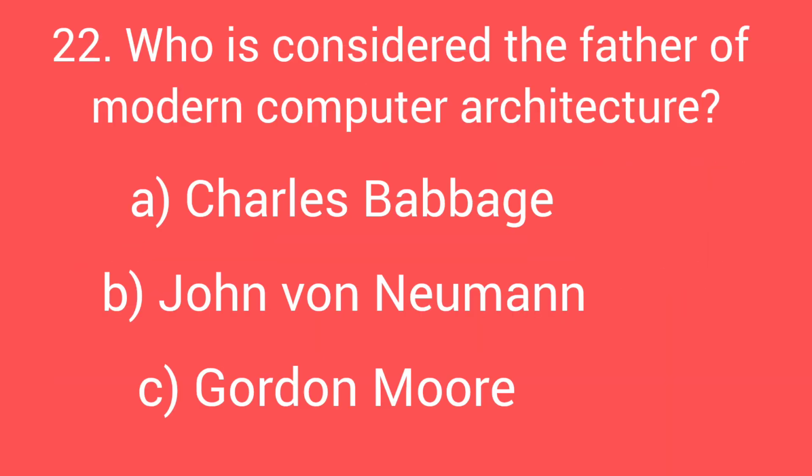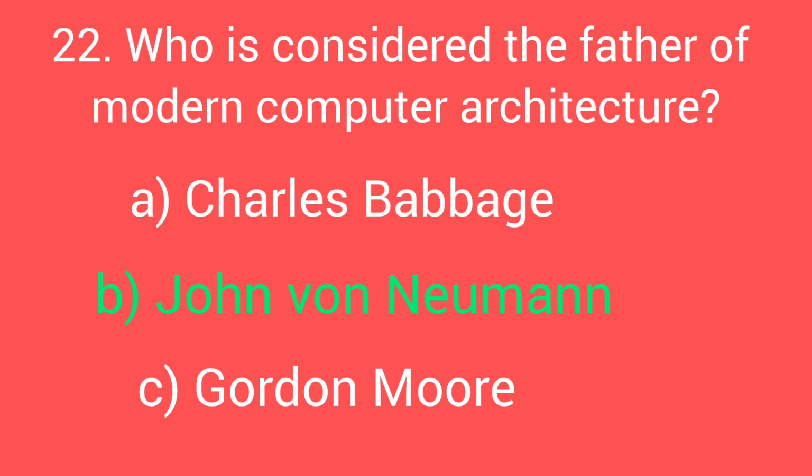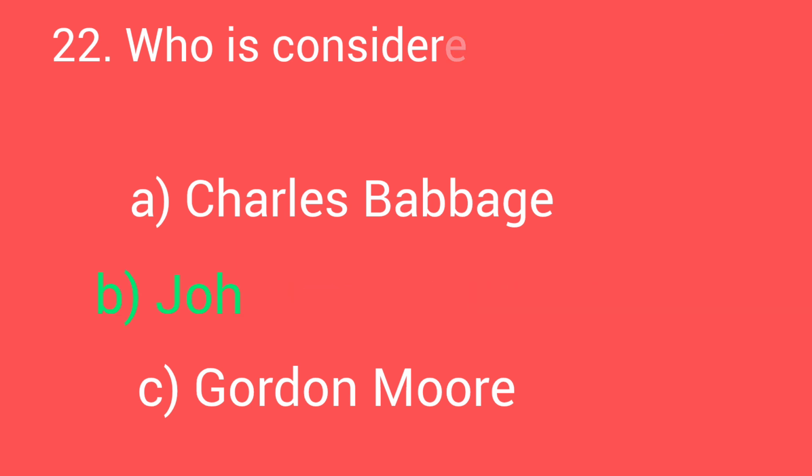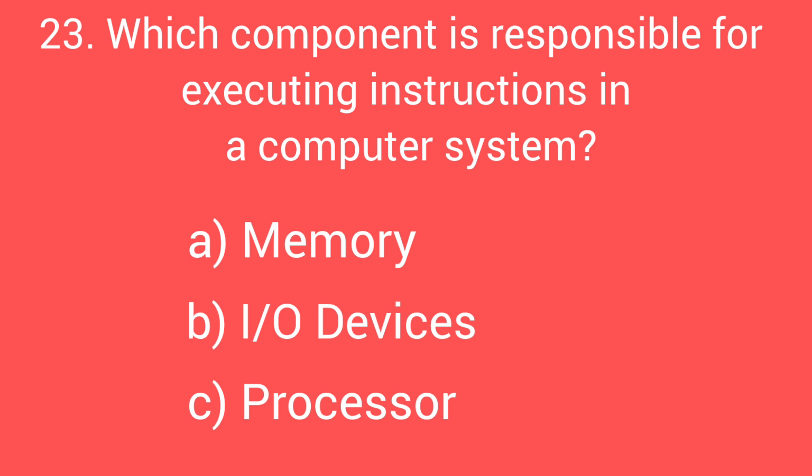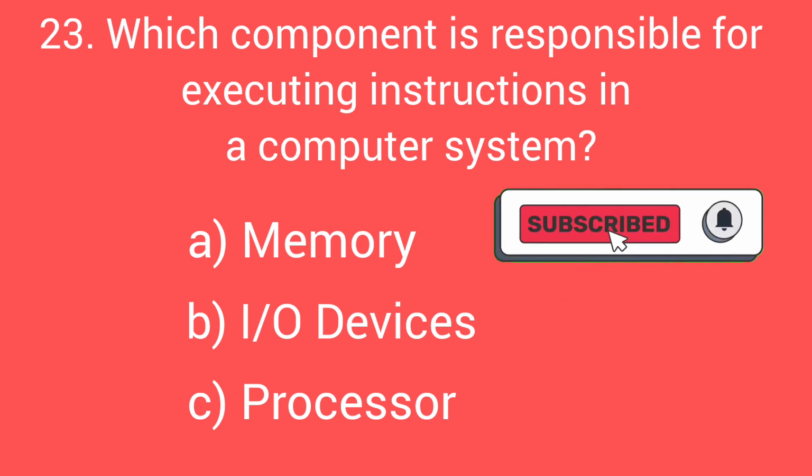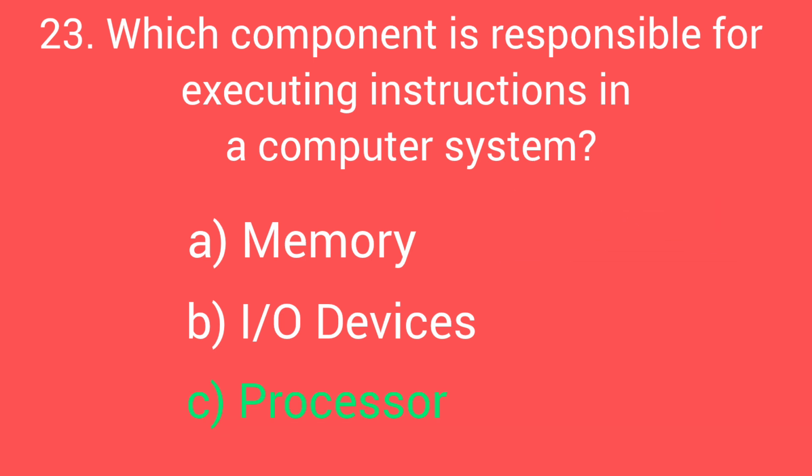Who is considered the father of modern computer architecture? John von Neumann. Which component is responsible for executing instructions in a computer system? C. Processor.